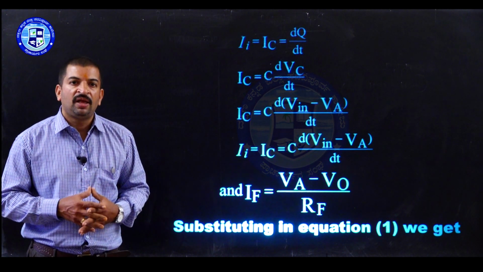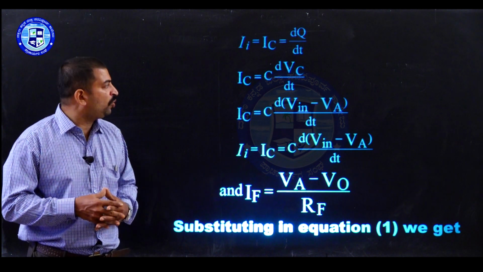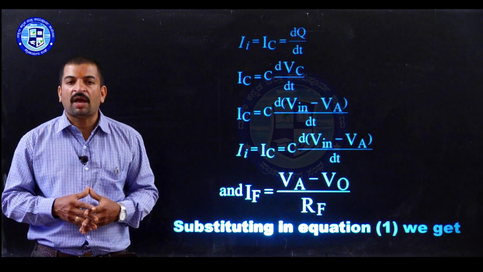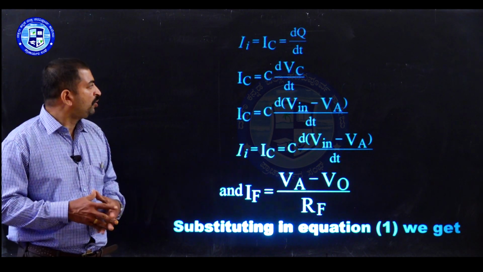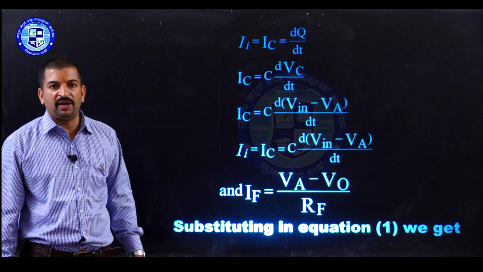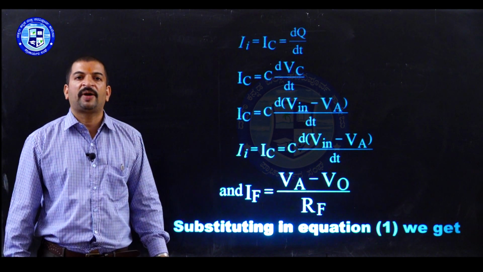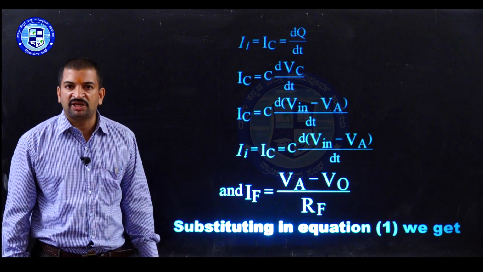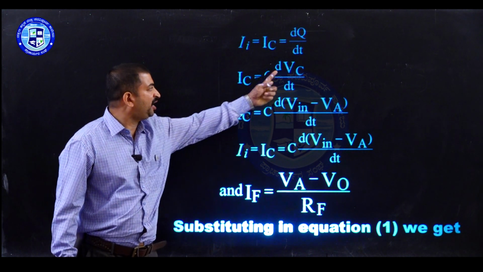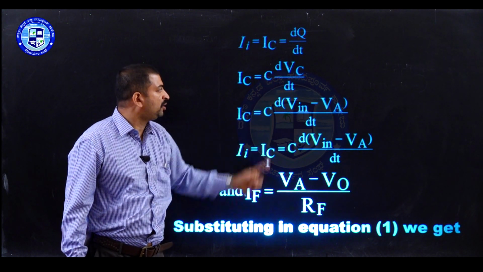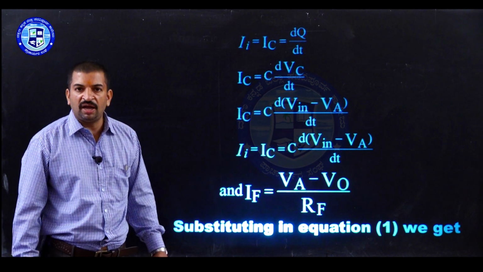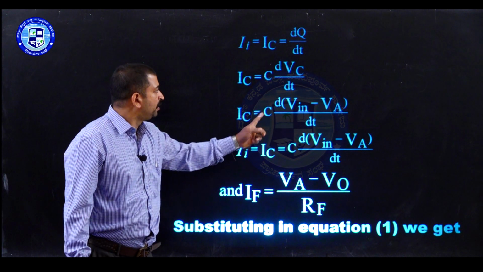So, we use the formula IC equal to dQ divided by dt, where Q is the charge stored on the capacitor plates. Now, Q is equal to C into Vc, where Vc is the voltage across the capacitor and C is the capacitance of the capacitor. We will now substitute in this equation: IC equal to C into dVc divided by dt, where Vc is the voltage across the capacitor.